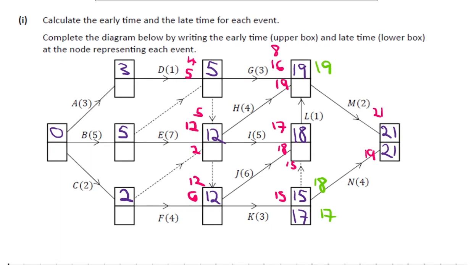19 is the late time for that. And now we can look at L, because what L depends on is that, so the latest L can start is 19 minus 1, which is 18. That's the only thing that's leaving that box.